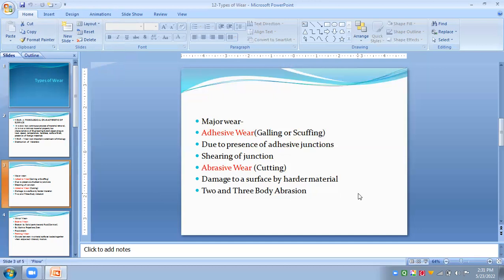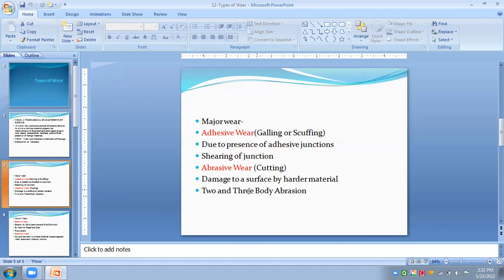Next is abrasive wear, the damage of the surface by harder materials. There are two body abrasion and three body abrasion. In two body abrasion, one of the surfaces must be harder and rough, and here the wear is caused by the hard counterface. This type of wear occurs under low stress conditions. Examples of this kind of wear are grinding, cutting, machining, or drilling.